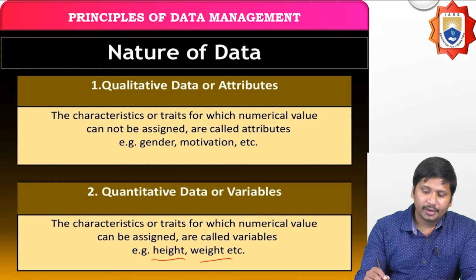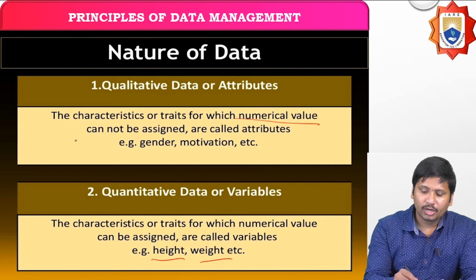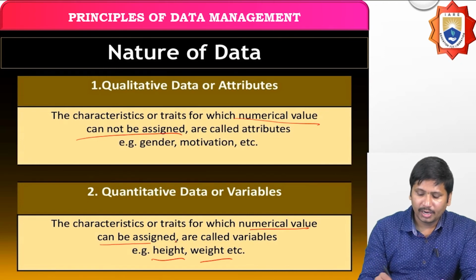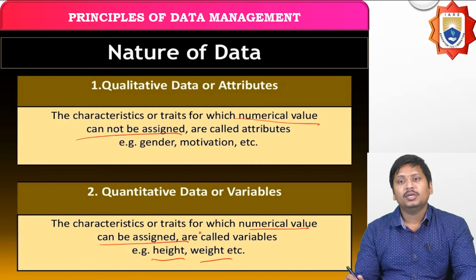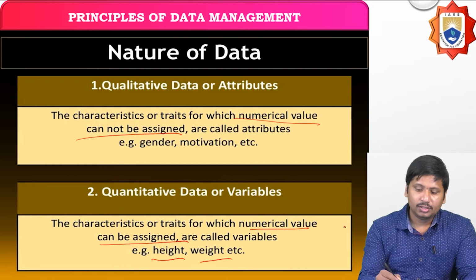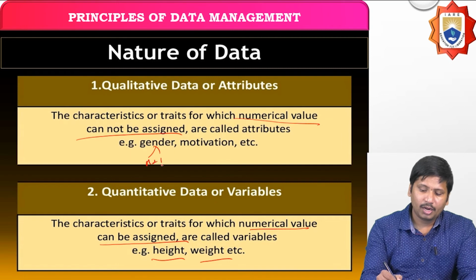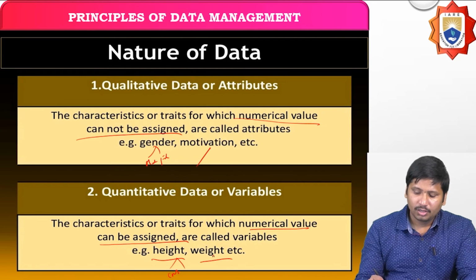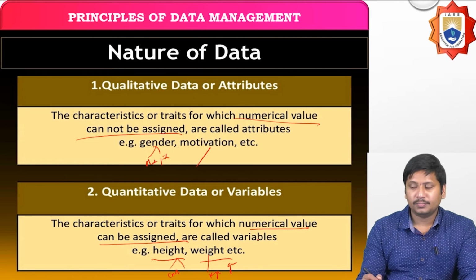Qualitative data means data where a numerical value cannot be assigned to the attributes, whereas quantitative data means data where a numerical value can be assigned to the variables. Examples of qualitative data are gender, male or female, and motivation. Similarly, height should be in centimeters, whereas weight should be in kgs or grams, whatever it is.